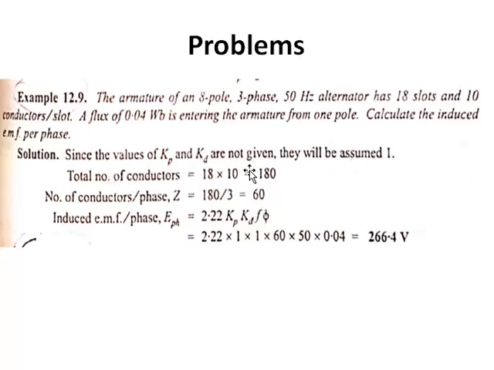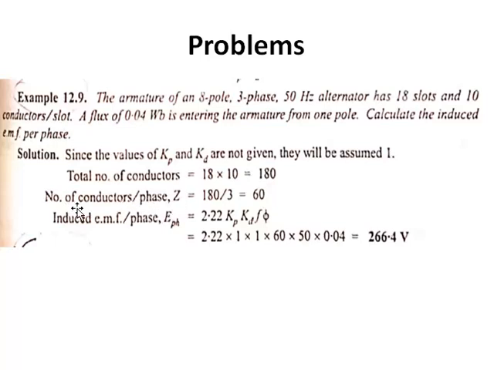If you check, they have not given the Z. What is Z? Z is the total number of conductors per phase. But what they have given is total conductors. 18 slots are there, and in each slot there are 10 conductors, so the total number of conductors is 180. Is it Z? No, it is not Z, because Z is the number of conductors per phase, and 180 is the total conductors. It includes all 3 phases, but we want it only for one phase.